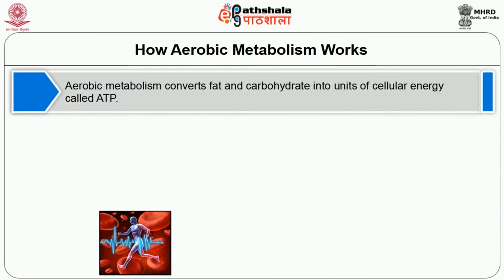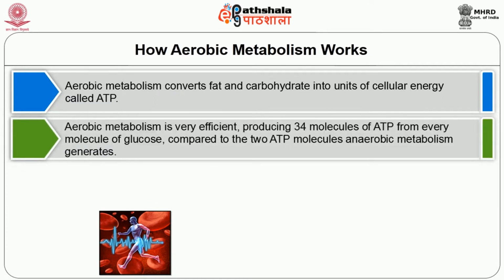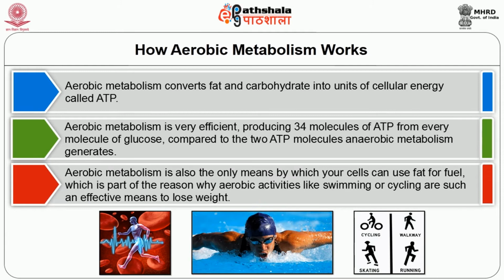Aerobic metabolism converts fat and carbohydrates into units of cellular energy called ATP. Aerobic metabolism is very efficient, producing 34 molecules of ATP for every molecule of glucose, compared to the 2 ATP molecules anaerobic metabolism generates. Aerobic metabolism is also the only means by which your cells can use fat for fuel, which is part of the reason why aerobic activities like swimming or cycling are such an effective means to lose weight.